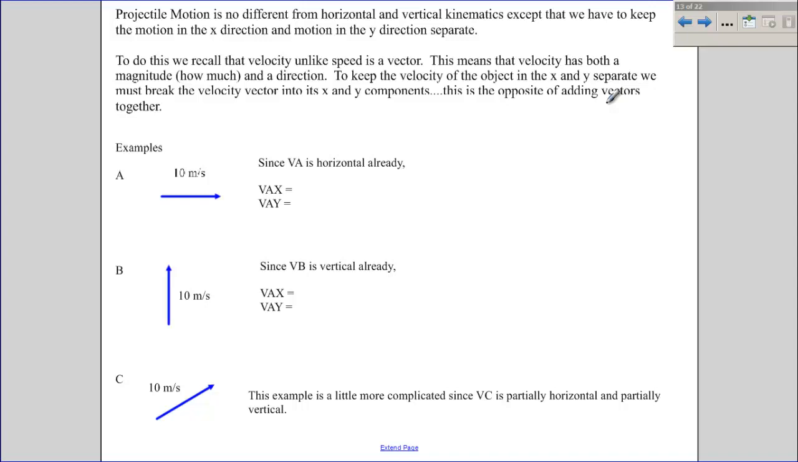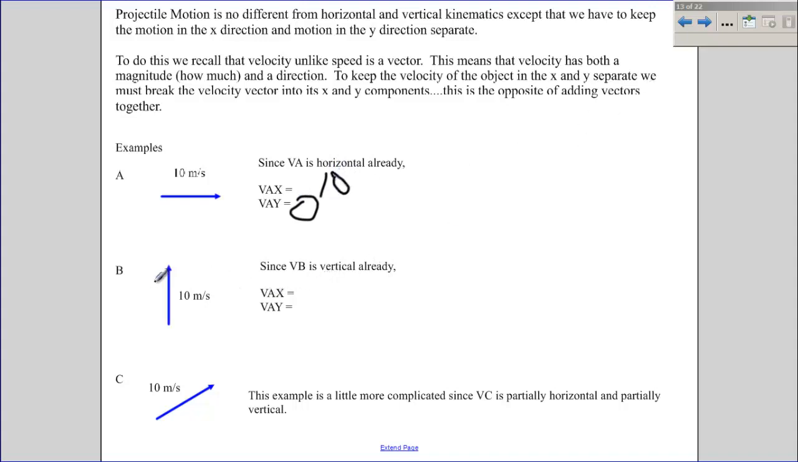And to do this, the classic example is taking a velocity vector and breaking it into x and y components. Now, the first example is really easy because this vector is 10 meters per second in the x direction. Well, the VAX is 10. The VAY is 0. So in this case, this is 0 and this is 10. That didn't require any trig, didn't require any thinking, just looking at it.